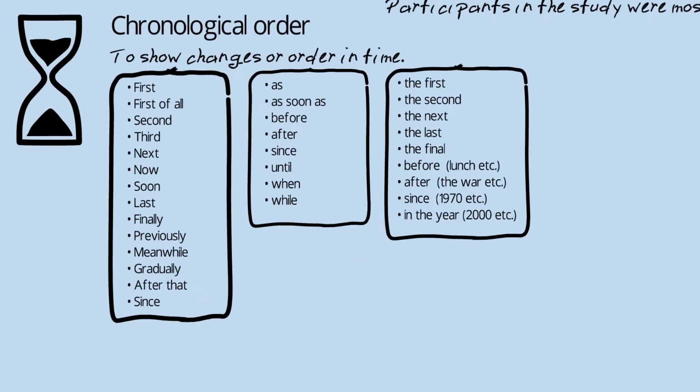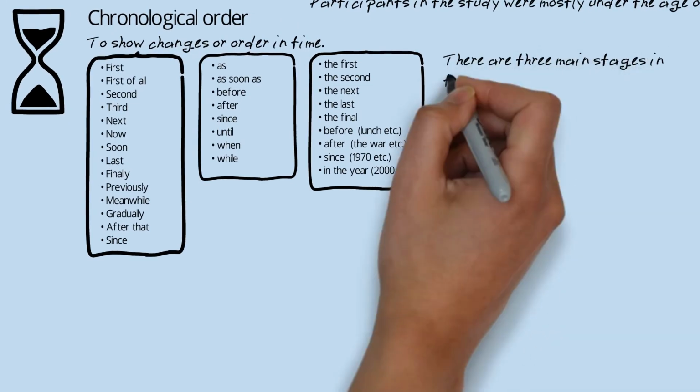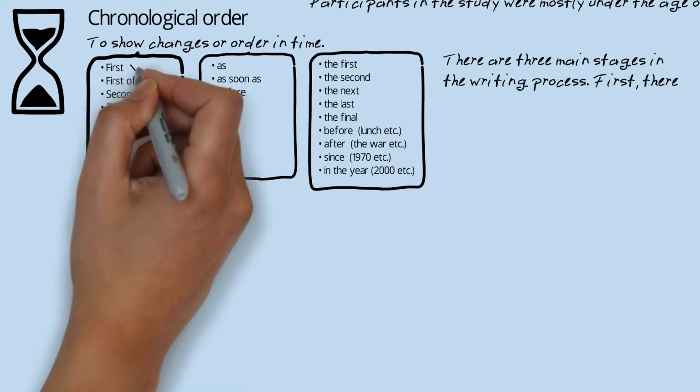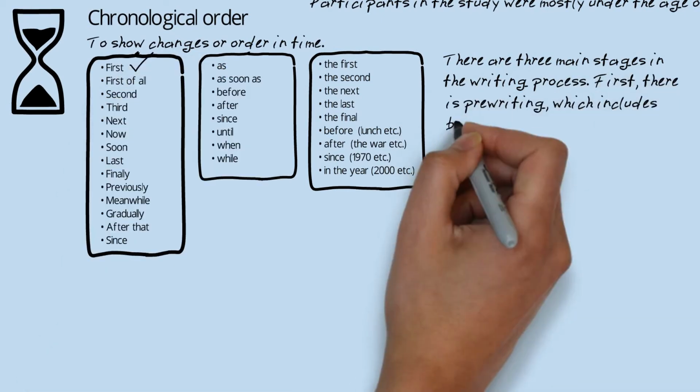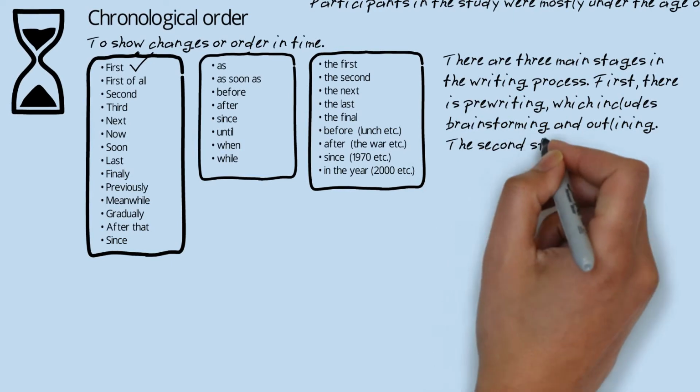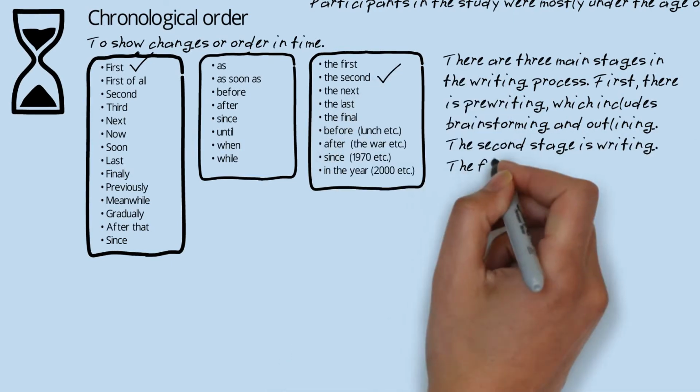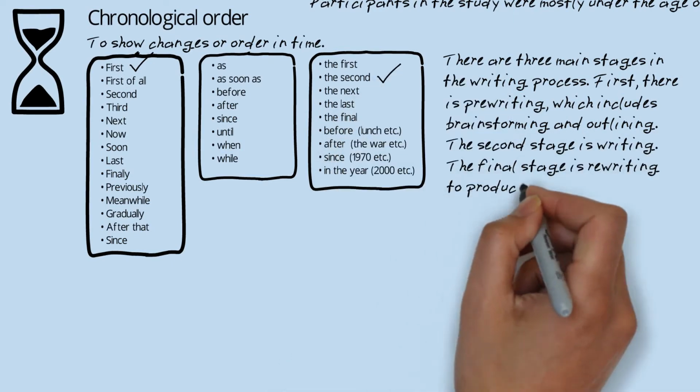There are three main stages in the writing process. First, there is pre-writing, which includes brainstorming and outlining. The second stage is writing. The final stage is rewriting to produce the final draft.